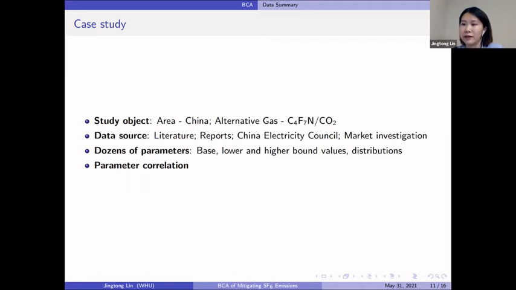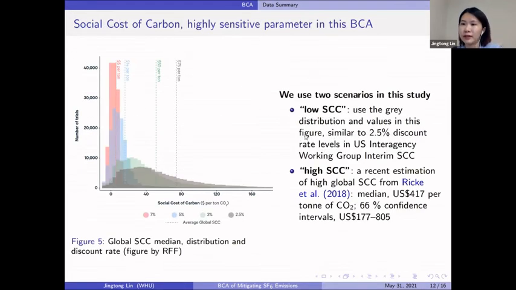And then we collected data for dozens of parameters, including their base value and their distribution. Also, we consider the correlation between some parameters. For example, we set the correlation to be negative between the price of GIS equipment and their equipment fault rate. And during the calculation, we discovered that the social cost of carbon is a highly sensitive parameter in this BCA. We should note that the lower the social discount rate, the wider the distribution and the higher the values of the SCC.